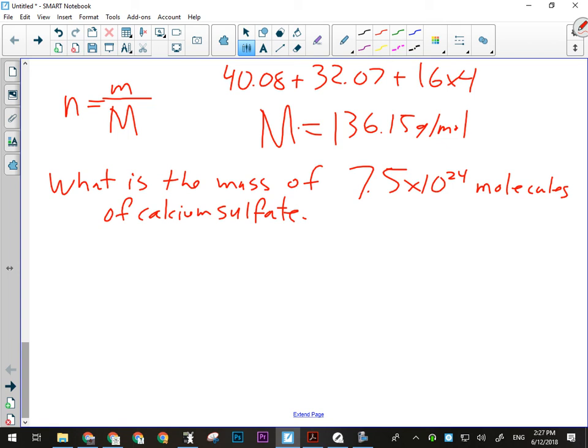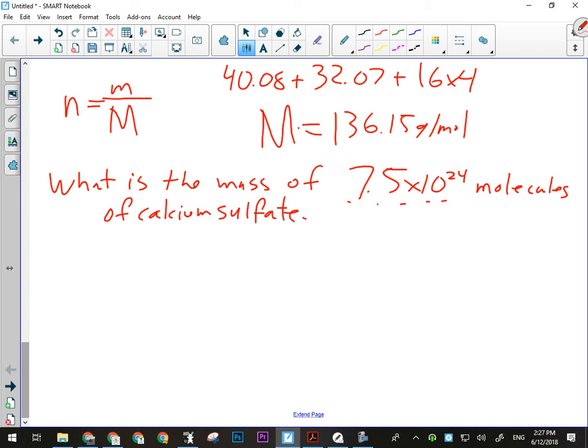So let's say I got that problem there. It's calcium sulfate. We've already calculated its molar mass. They want to know what the mass is, so I'm looking for little m of this many molecules of that material. I already have big M, but I need n if I'm going to calculate little m. How do I get n using that number?